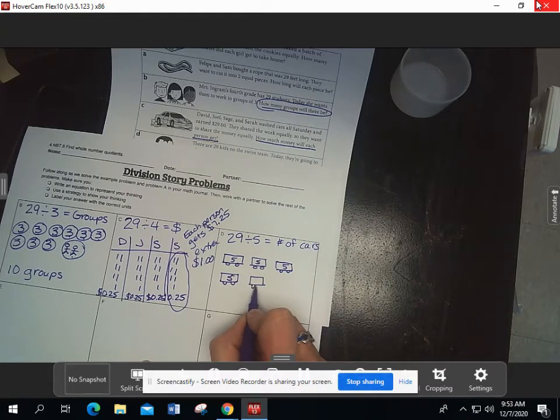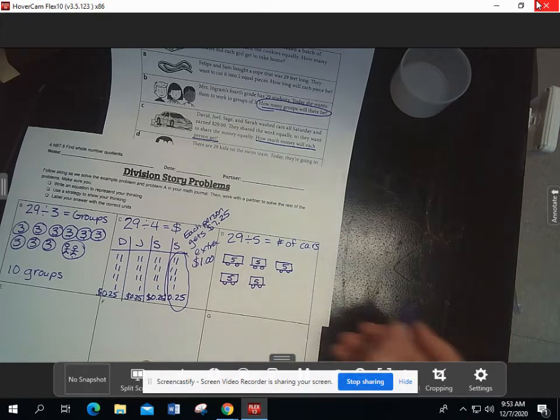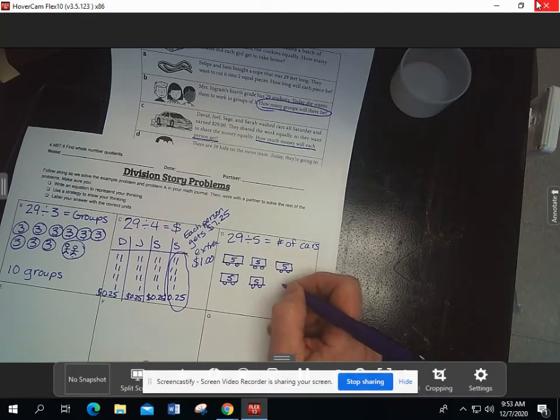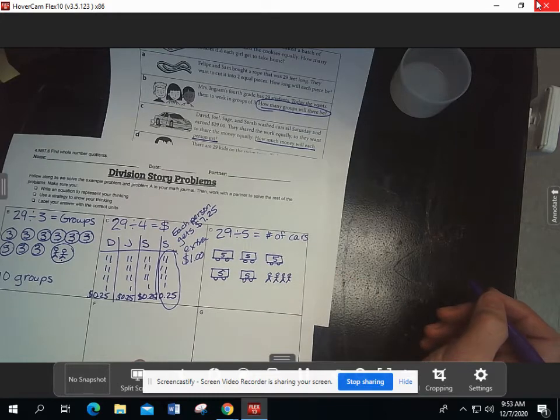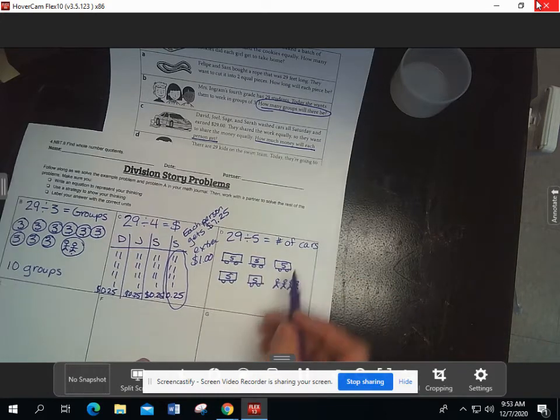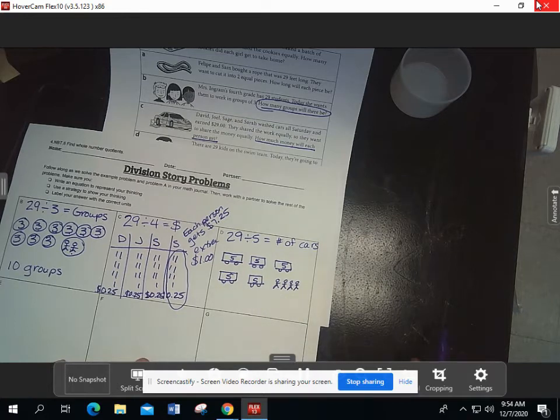Okay, so we have 25 kids. Oh, what do I do with this one? This one, this one, and that one. They don't get to go, or do we? Because we have to put 5 kids on a car. Do we have to strap them on the top? They don't get to go.